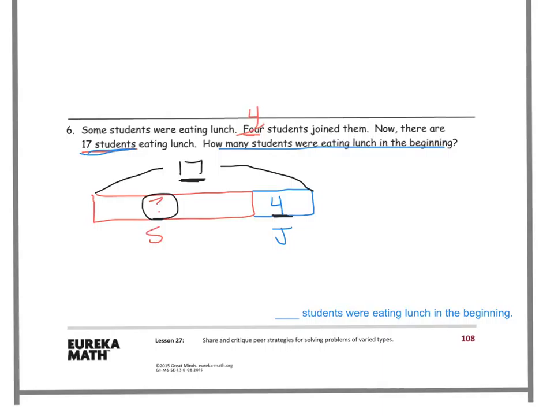So I'm trying to find one of the parts of this. So I know to find a part, I can subtract. I have my whole amount, which is 17, minus my part that I know, which is 4. And that's going to give me my missing part, which is how many students were eating lunch in the beginning. So I can do anything to get me 17 minus 4, any of those strategies I know. And when I do that, I'll get 13. And now I got to put it into my statement down below. 13 students were eating lunch in the beginning.